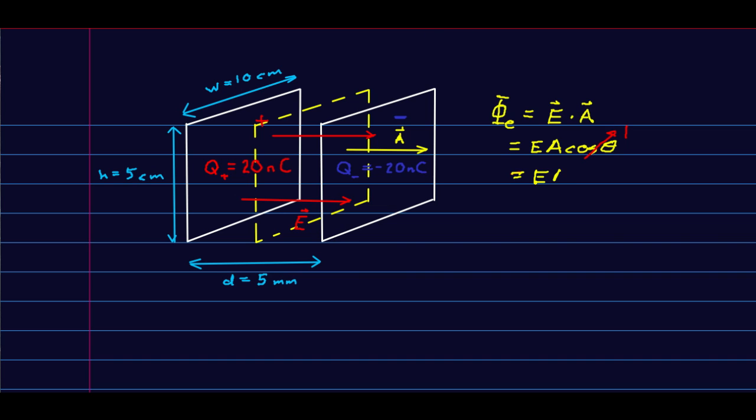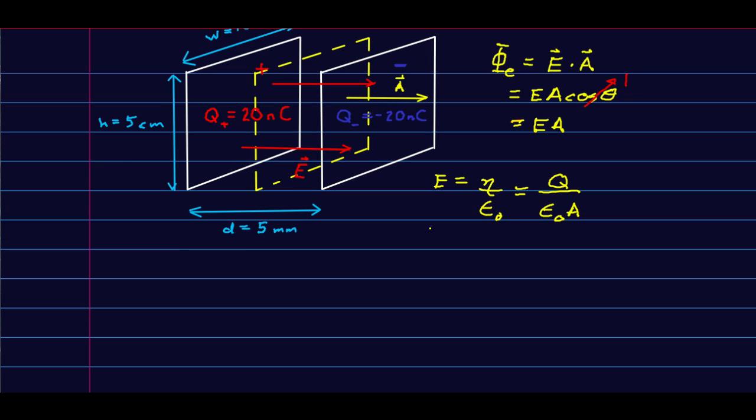E times A. Well, we don't know E, but we can get it easily because this is a parallel plate capacitor, and so that's just eta over epsilon naught. And eta is just the charge on one of the plates over the area of the plates, so this ends up being Q over epsilon naught A once we put that in. And so we're almost done.